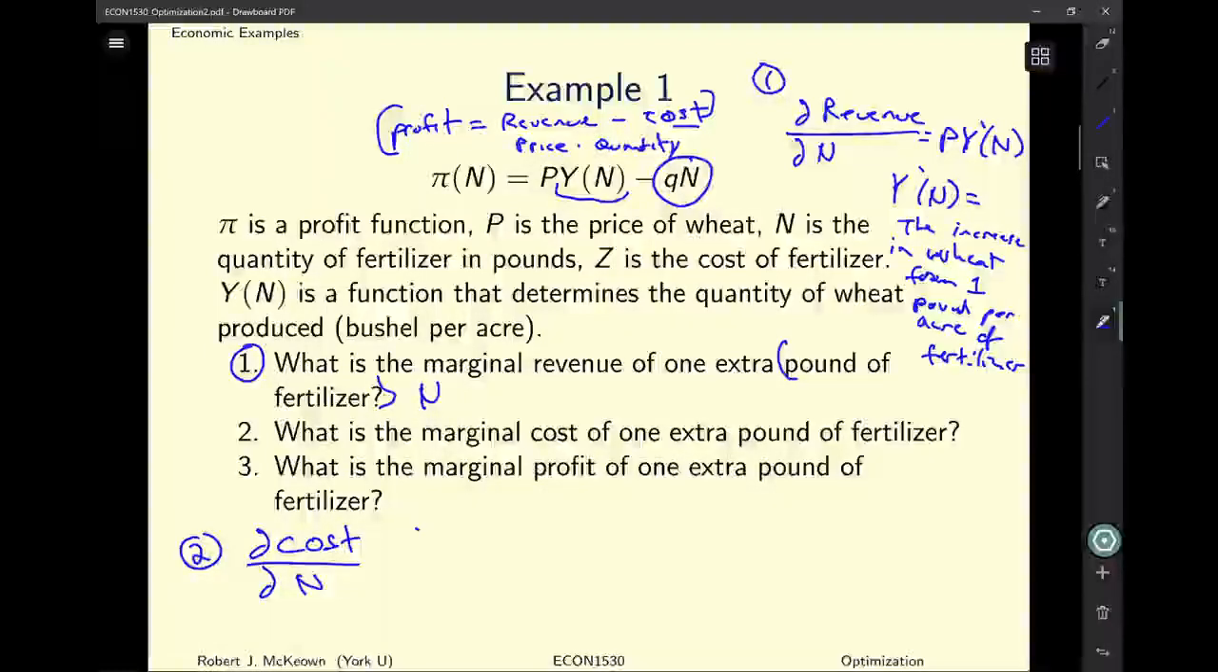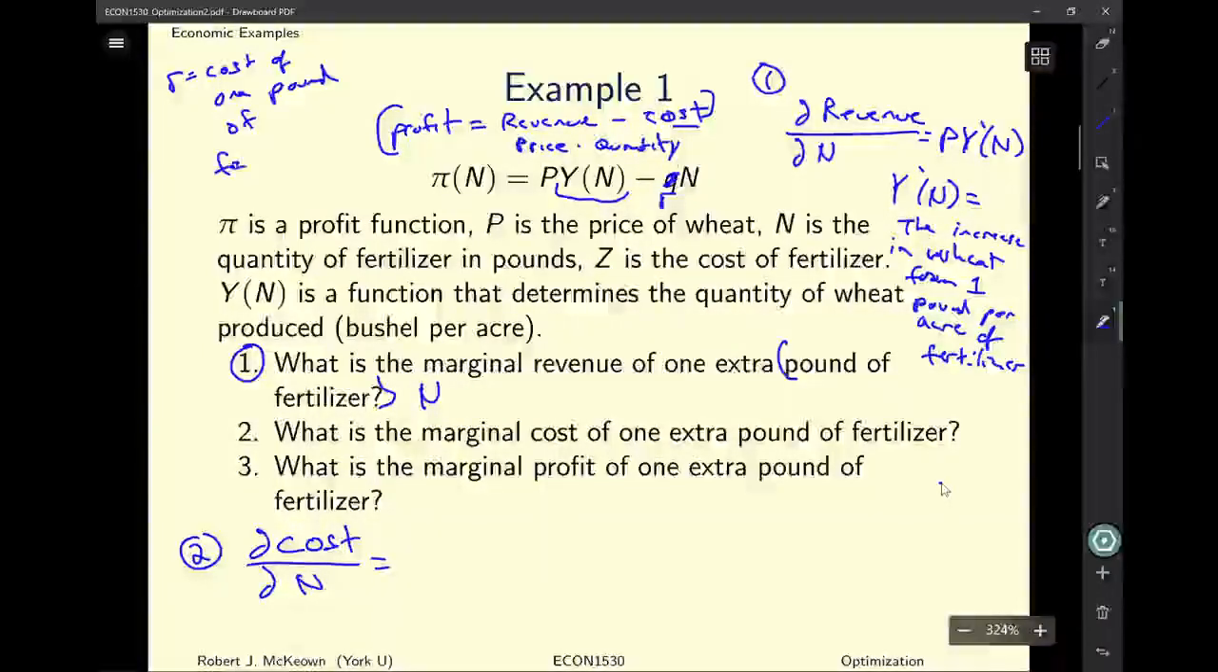I see here this should actually, instead of a Q, let's call that an R, so it's a little less confusing. R is the cost of 1 pound of fertilizer. And I see I have to change it right there. And so the cost is just going to be R. So that's the answer to question 2.